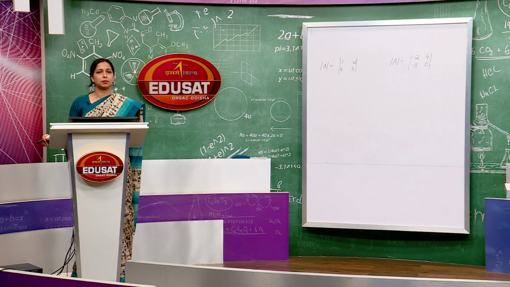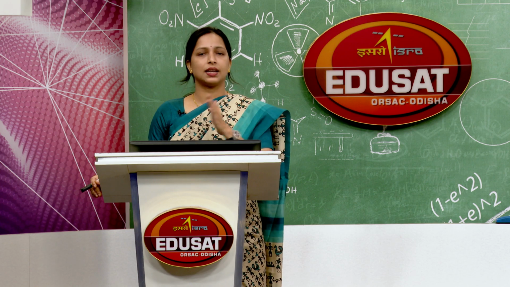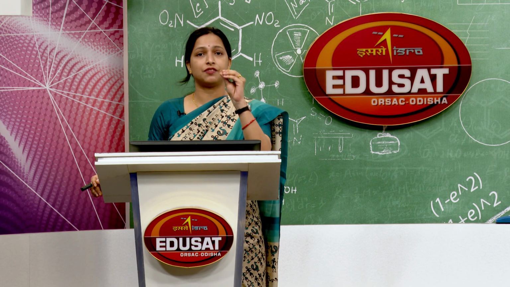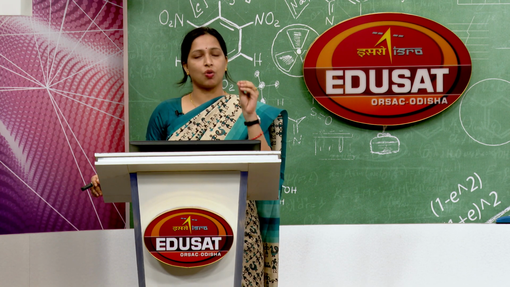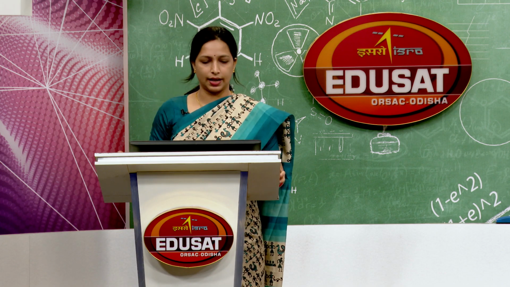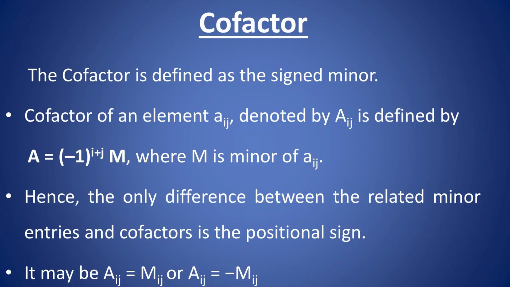Now, let us discuss cofactor. Minors and cofactors are more or less the same, but the only difference is the sign. That means, cofactor is a signed minor. Let us take a look at the slide. So, cofactor is defined as a signed minor. Signed minor means there is a sign plus or minus, right. So, cofactor of an element is denoted by capital A i j, where i is representing the row and j is representing the column, right.